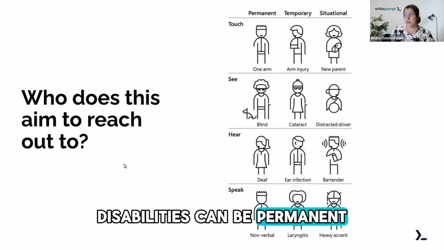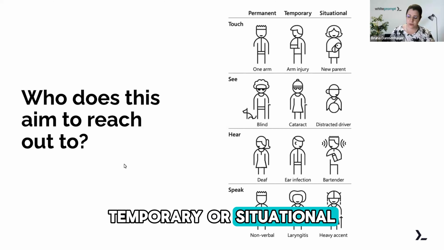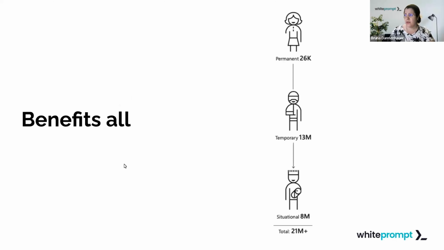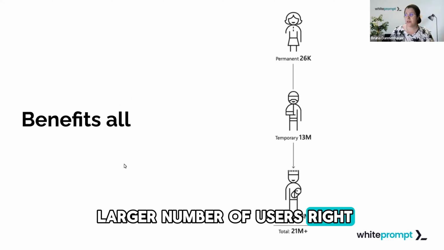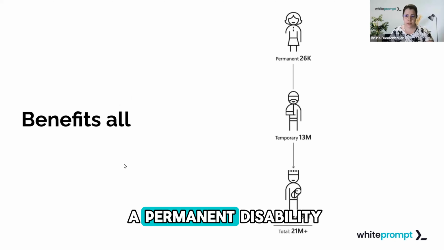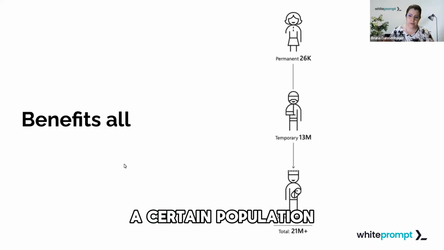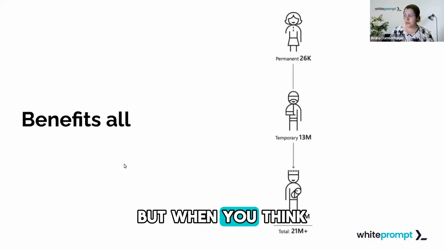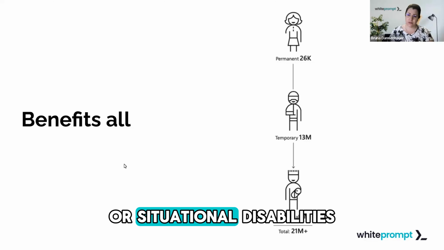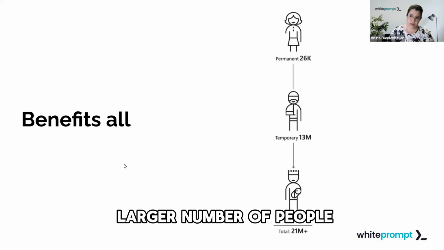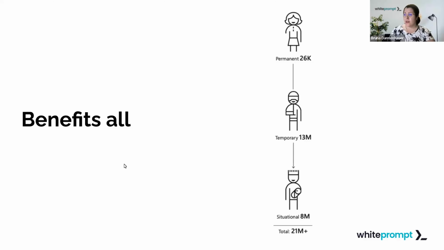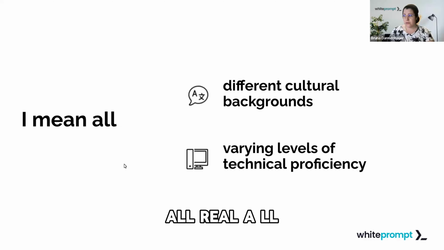Disabilities can be permanent, temporary, or situational. So when you plan for accessibility, you will reach a larger number of users, right? Because you can have a permanent disability in a certain population, but when you think about temporary or situational disabilities, like in this example, you can reach a larger number of people. And it benefits all.